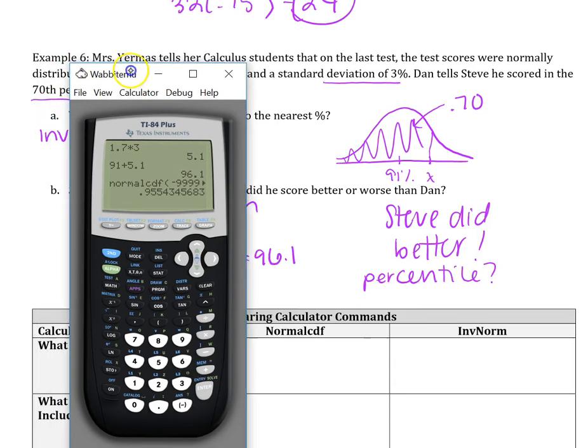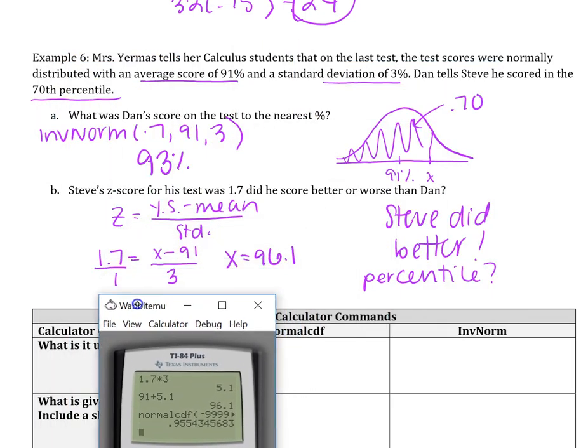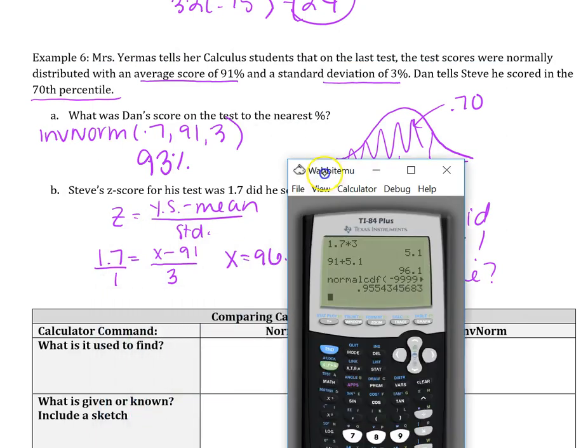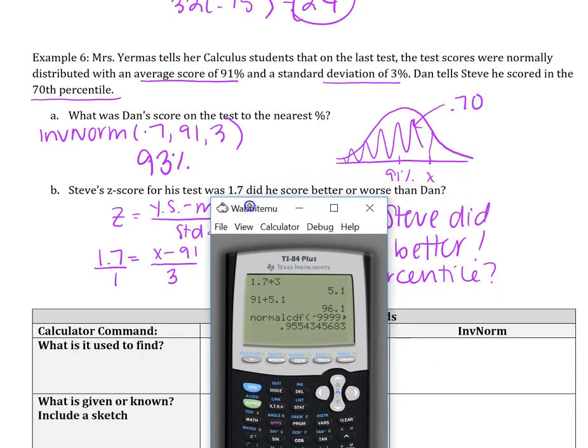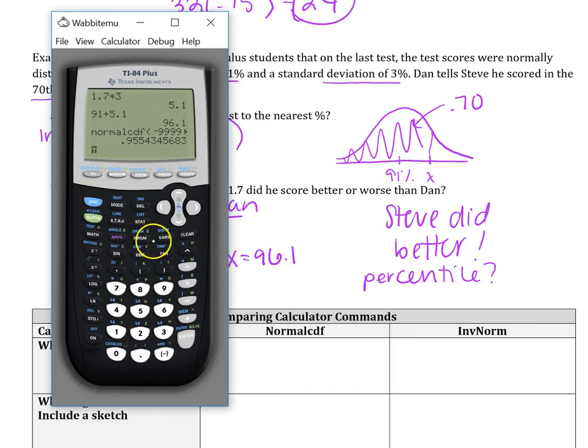Now, technically, since I knew Steve's z-score, I didn't have to do it in terms of like 91 and 3. I could have done it in terms of 0 and 1. I could have done second vars option 2. Low bound would still be negative infinity, but then I could change the high bound to 1.7. Mu is 0, standard deviation is 1, and I should get about the same answer. And I do. Okay, so that's in terms of a standard normal distribution when I did it in terms of 0 and 1. But I didn't have to do that.